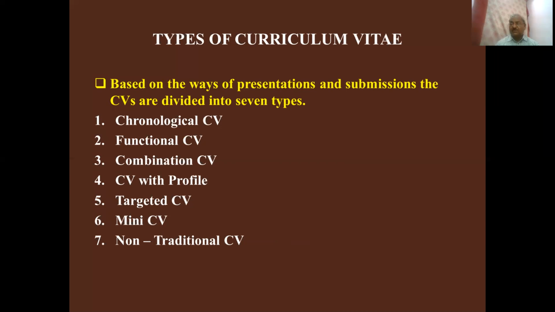Today we are going to talk about the functional CV, the second method of curriculum vitae. There are 7 methods of curriculum vitae, and the first one is chronological curriculum vitae. The second one is functional CV. The third one is combination CV. The fourth one is CV with profile. The fifth one is targeted CV. The sixth one is mini CV. And the seventh one is non-traditional curriculum vitae.